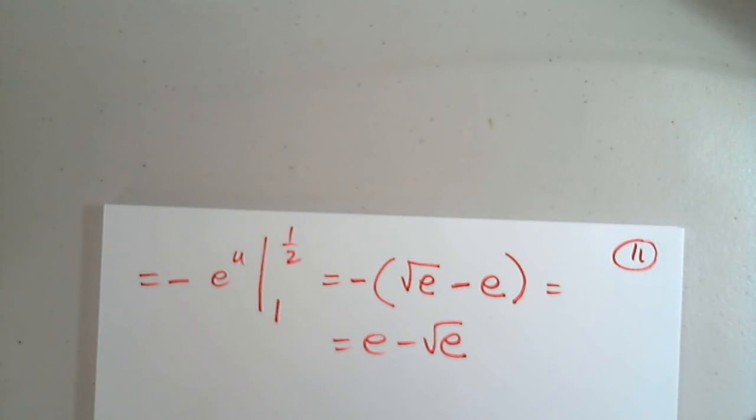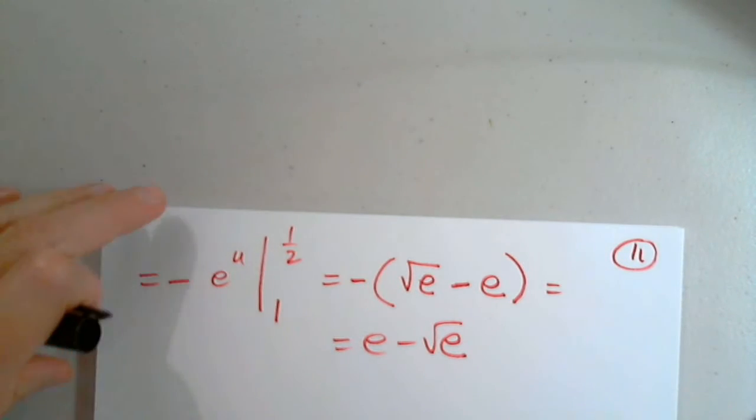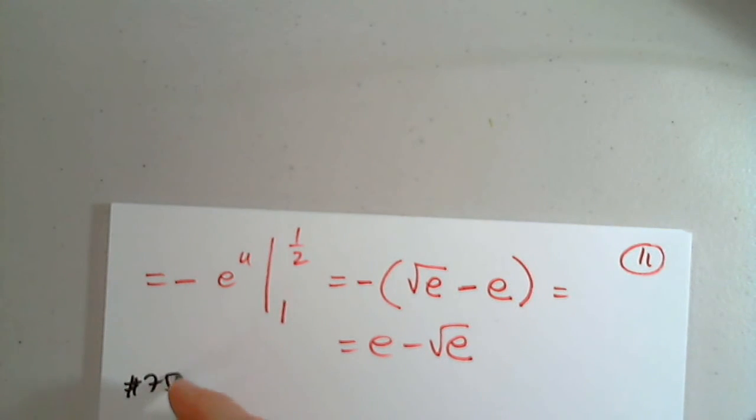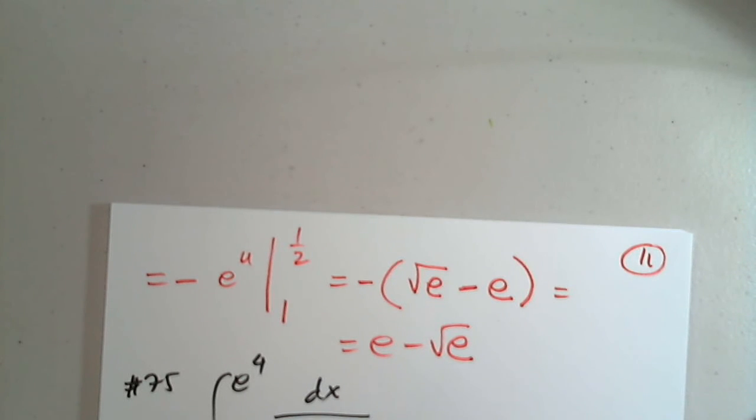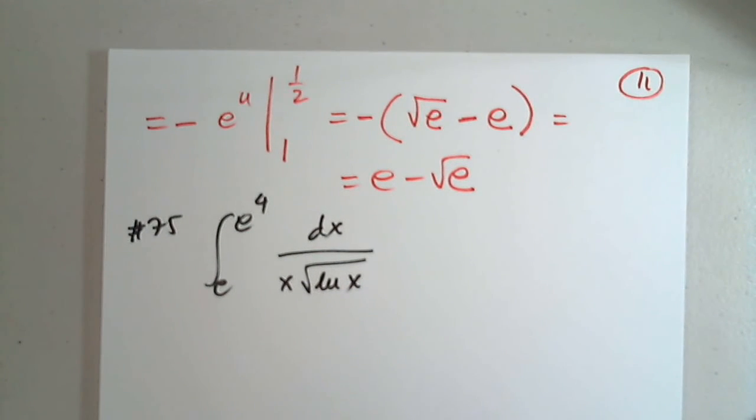Anything else you'd like to pick? What about 75? 75 we have from e to the 4th, dx over x, the square root of natural log x. Okay, ready. Where would you like to start?